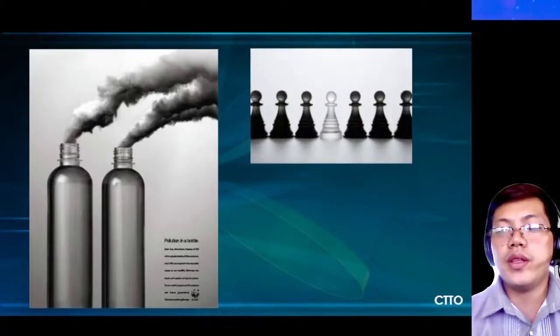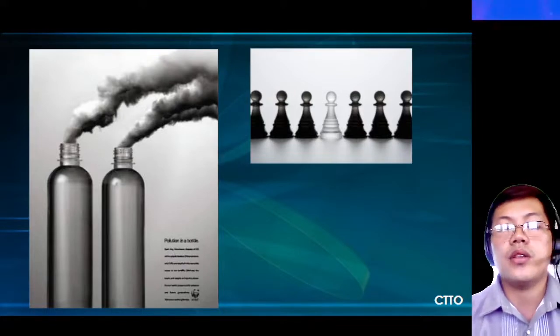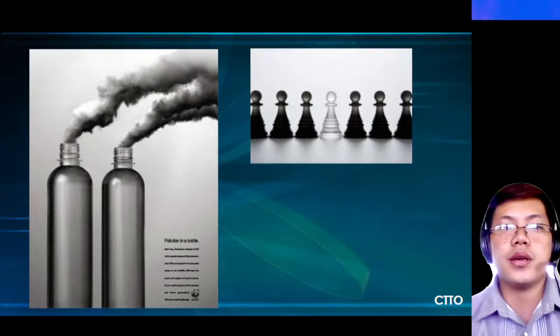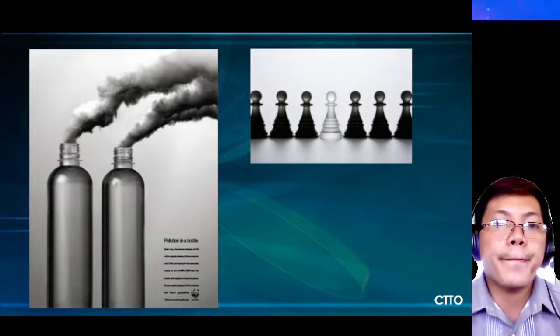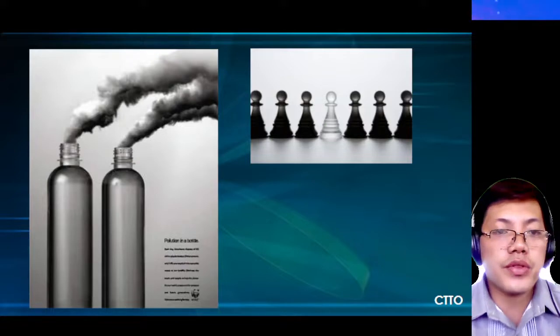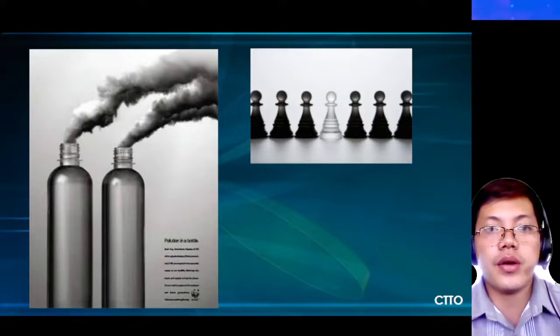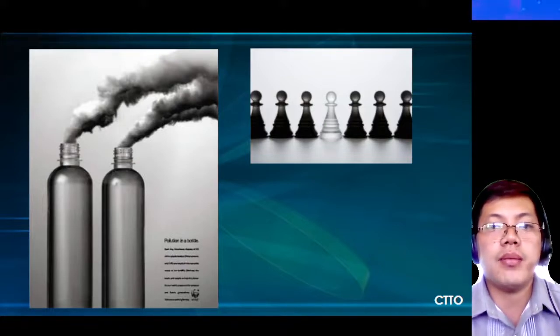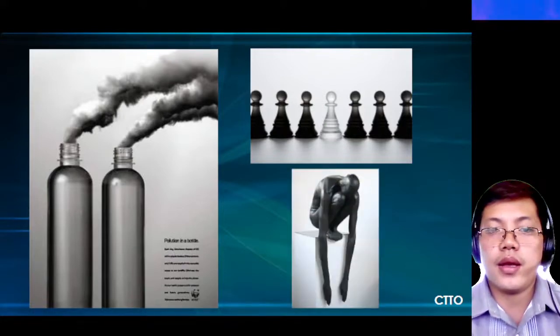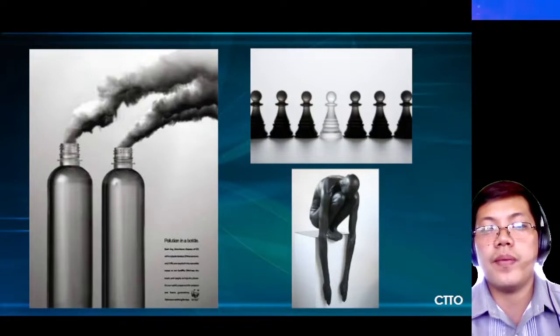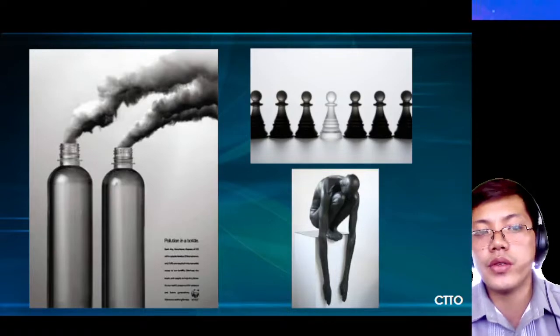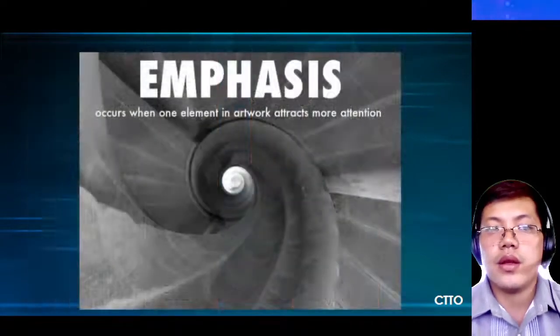One of the techniques that they usually use is changing the contrast of some items, just like this one you see here. You see the different item among them all. You see here a black pawn, and then in the middle you have a transparent white one. And also here a man is stretching his hands downwards.